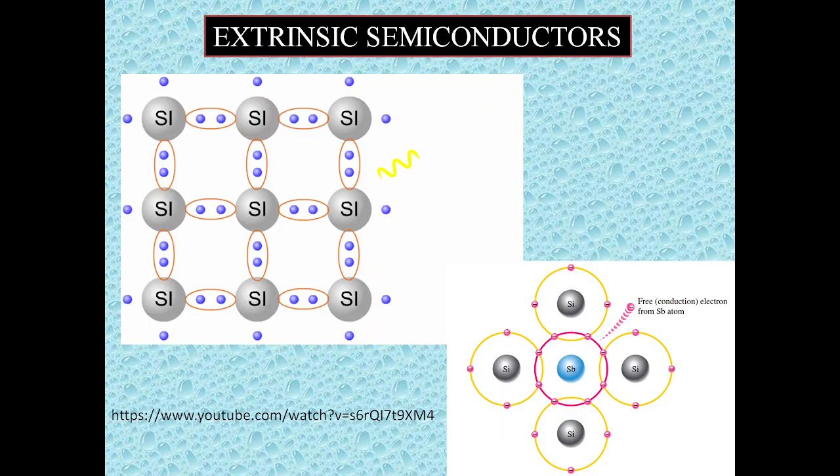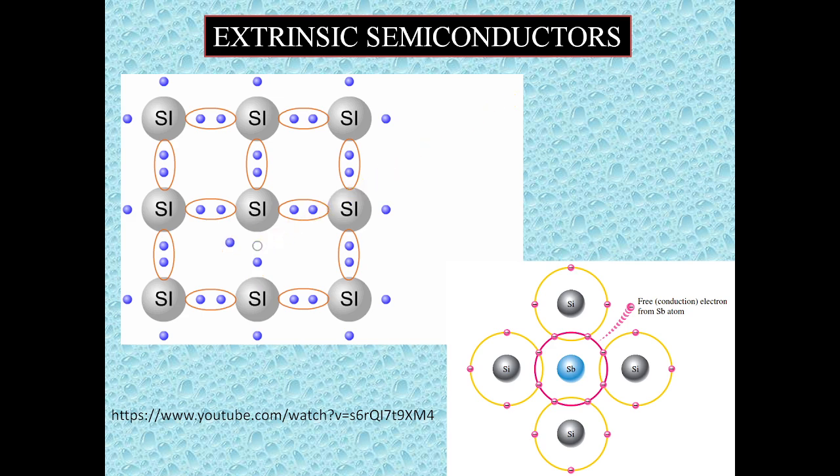Next, you have to see the extrinsic semiconductor, and how it behaves. In this diagram, it is clearly shown that external energy is given, so the electrons present in the outermost orbit break and move to form free conduction electrons. So more generation of these electrons will occur.